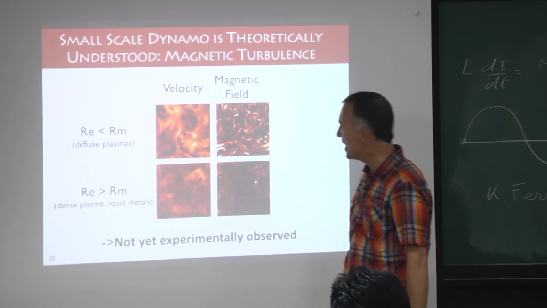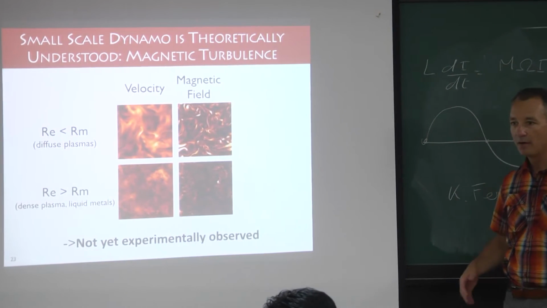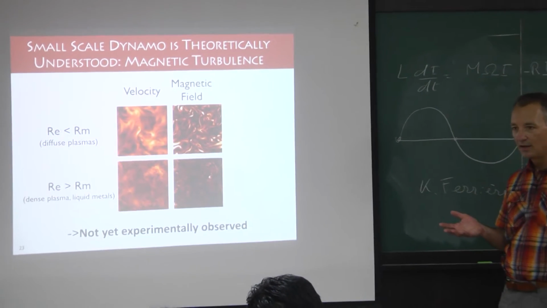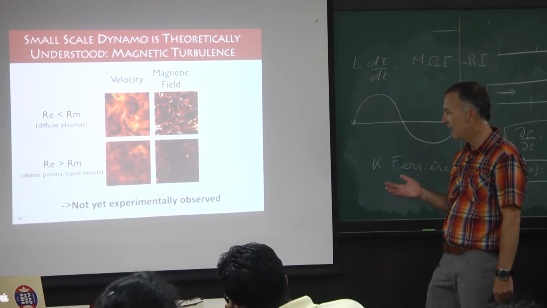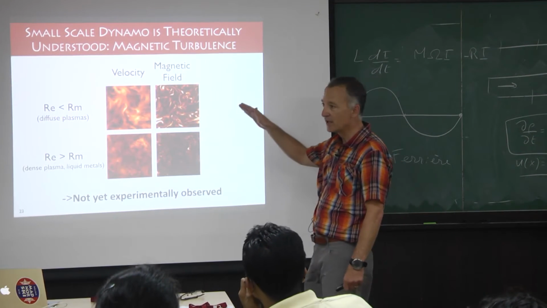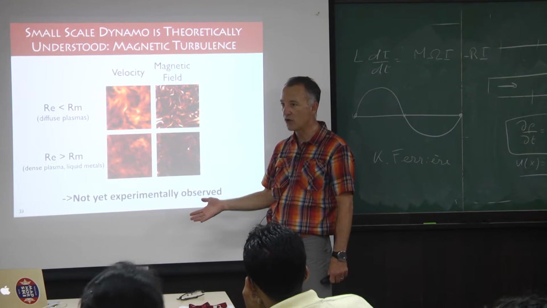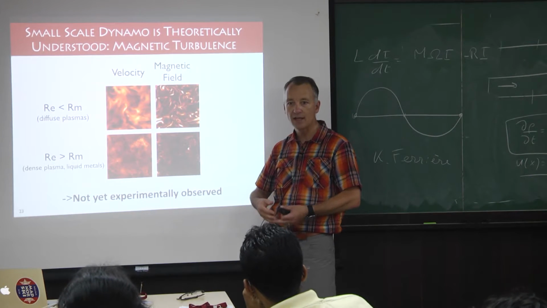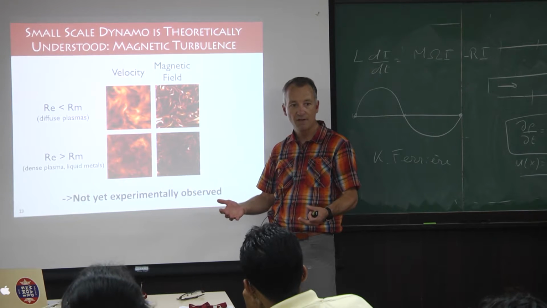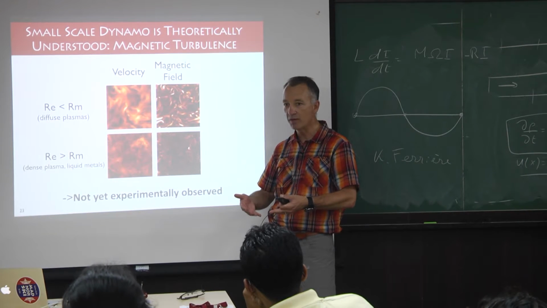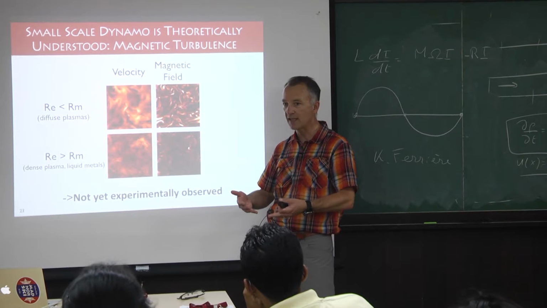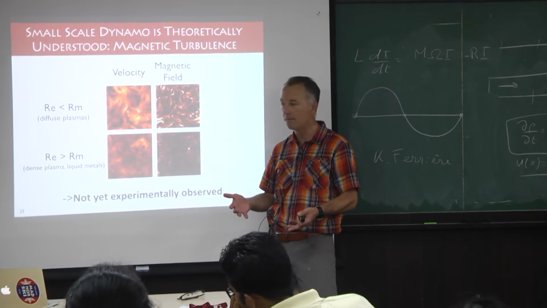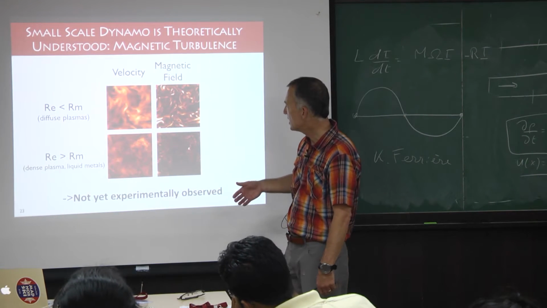I think if you ask most people now, most theorists, they would say that the small scale dynamo is basically understood. You simply have a chaotic flow, and if you make the conductivity high enough, you'll end up with magnetic turbulence on small scales. That's a relatively straightforward problem. The details matter a little bit.